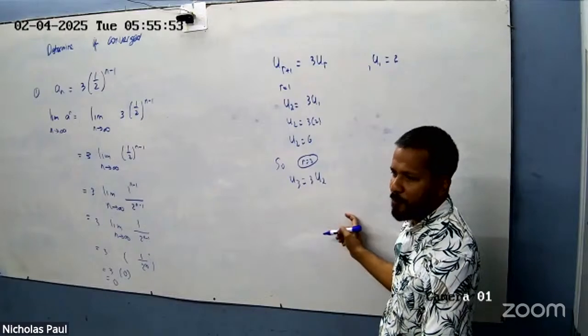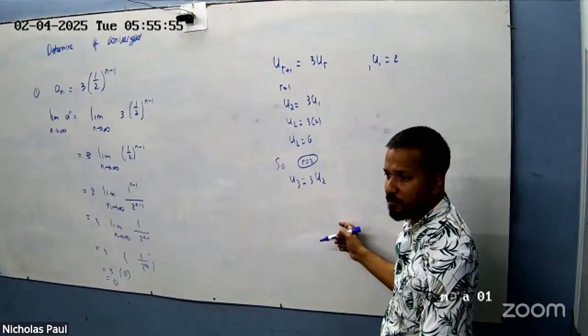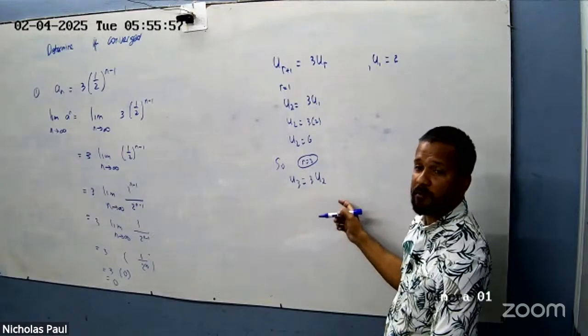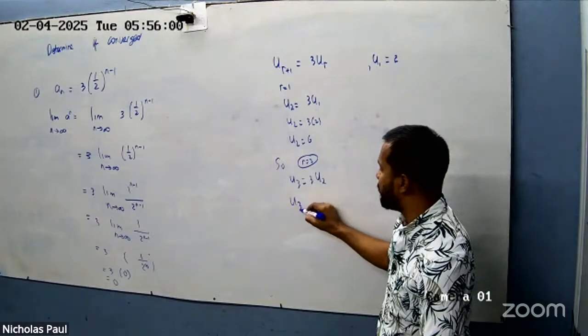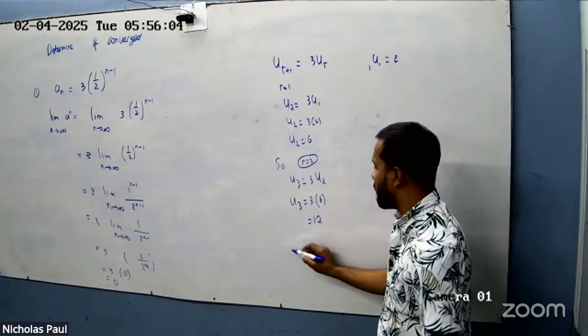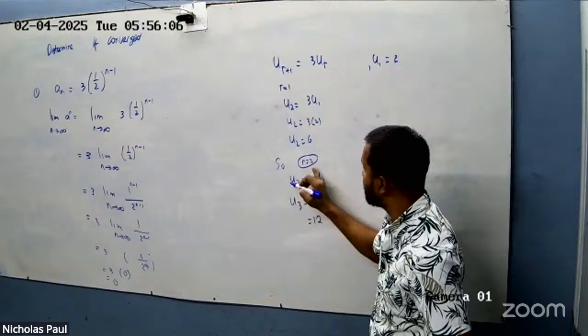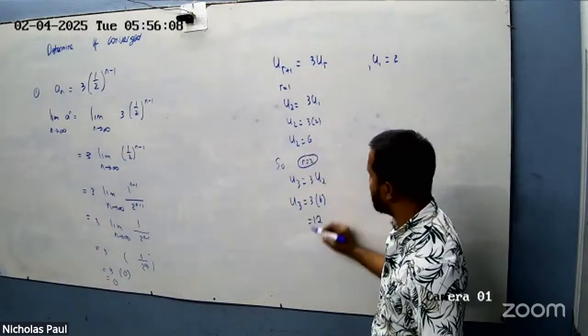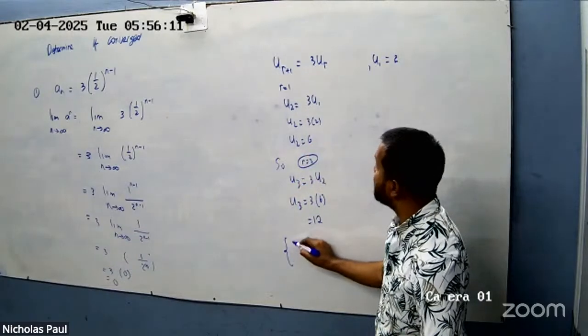All right. So therefore, U3 is equal to 3 by U2, which is 6. Let's try by 2. No, 3 by U2. So therefore, the sequence is 2.